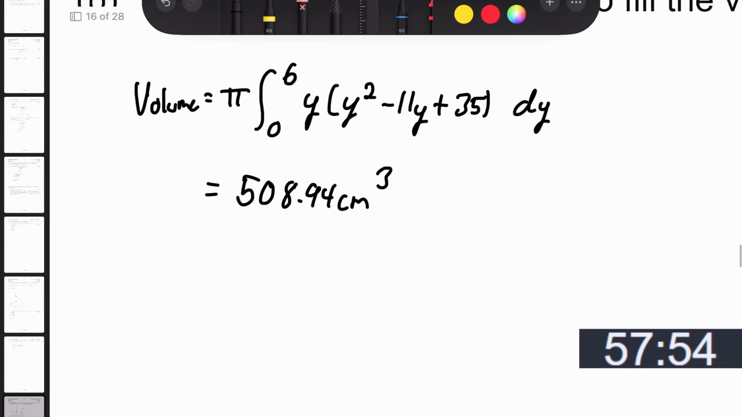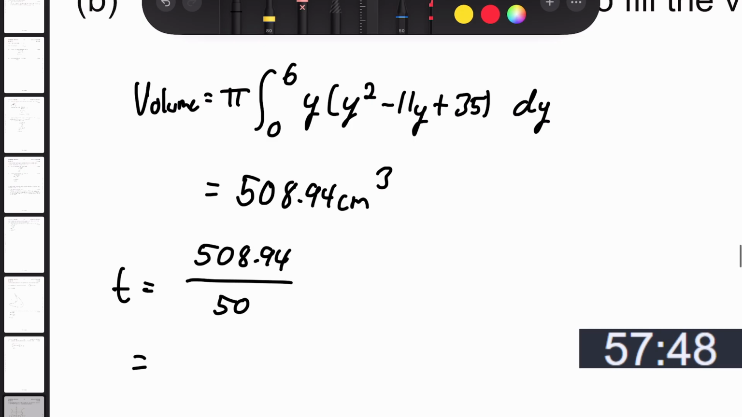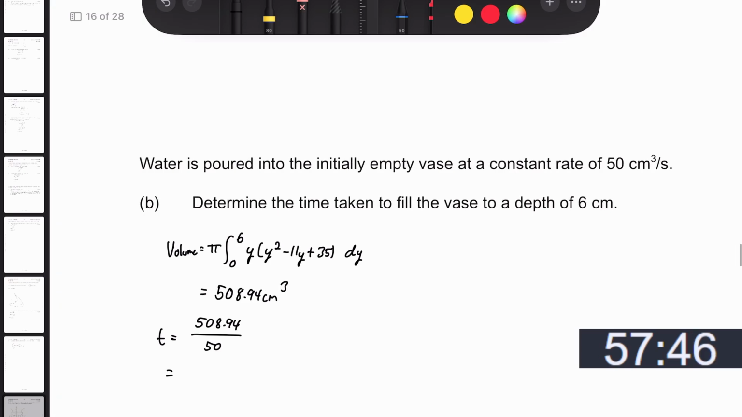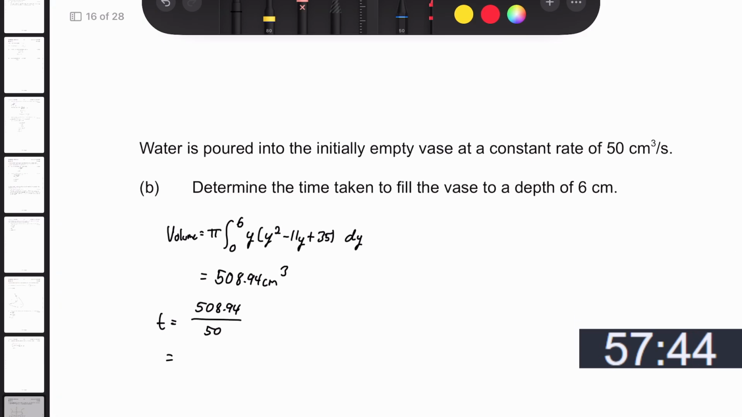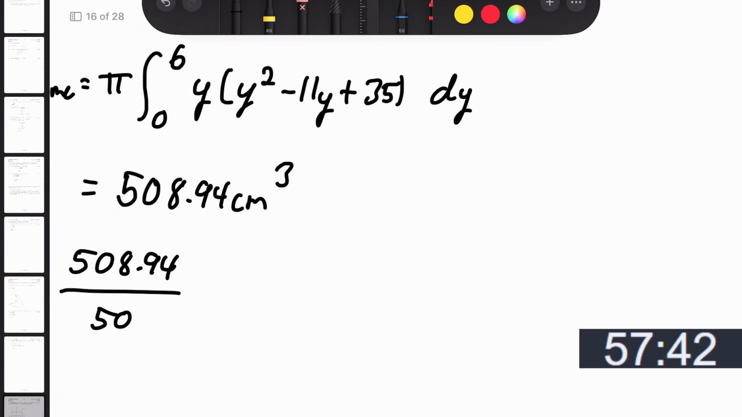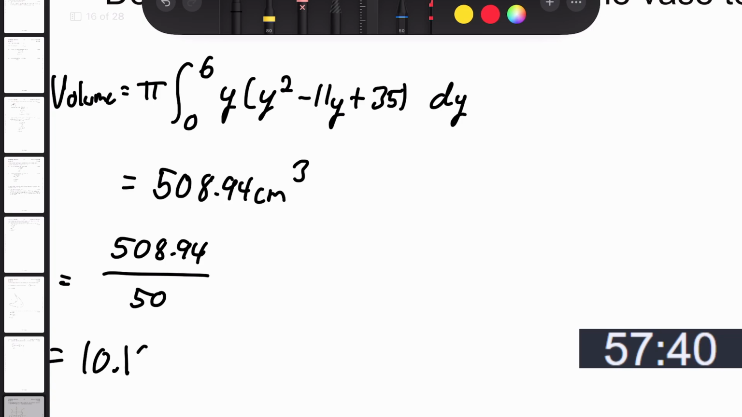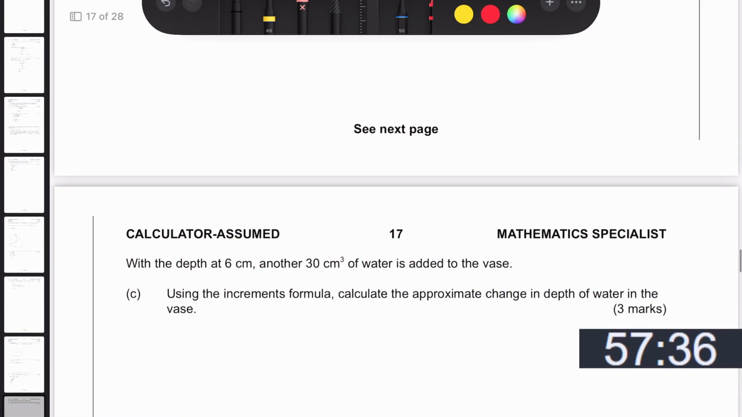All dimensions, yep. So then t is going to be 508.94 all over 50. Time taken. It's going to be 10.179 seconds. With the depth at 6 centimeters, using the increments formula, calculate the approximate change in depth of the height of the water in the vase.